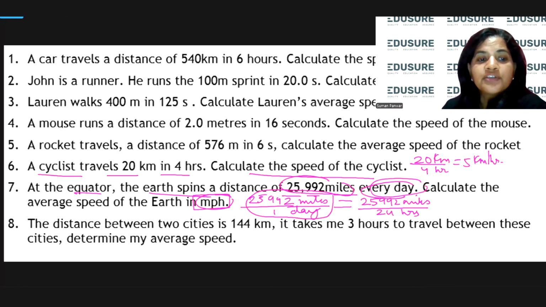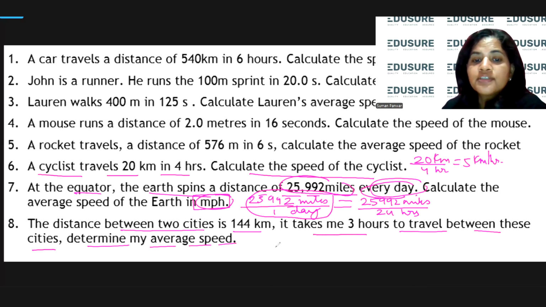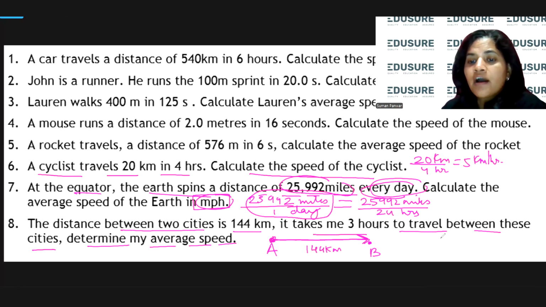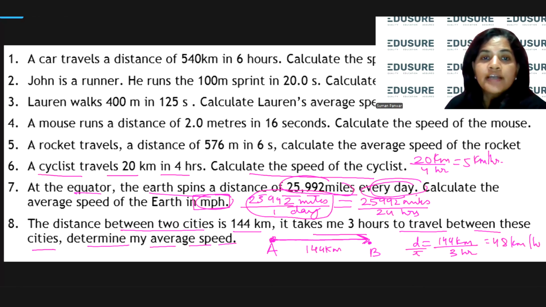All right. Next question. The distance between two cities is 144 kilometers. It takes me 3 hours to travel between these cities. Determine my average speed. Okay. So suppose this is your city A and this is city B. The distance between them is 144 kilometers. So when I go from A to B, my distance is 144 kilometers and time is 3 hours. So this is going to be 48 kilometers per hour. That has to be the speed of the person who is traveling.